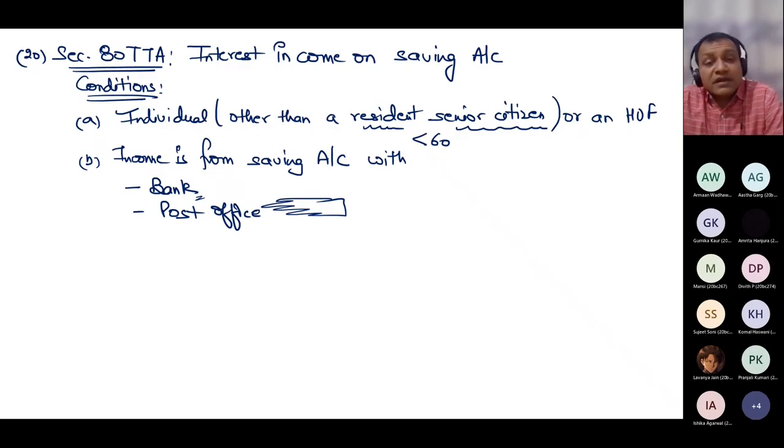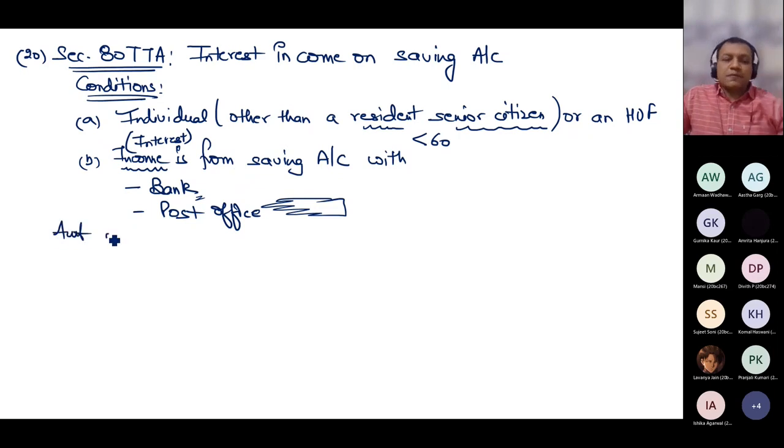Now you must be earning interest income also. If you have a saving account, I have written income by default. What income do you earn from a saving account? Only interest. If I have written income from saving account, by default this income is interest income. Do you know how much is the deduction? Interest or 10,000, whichever is less.